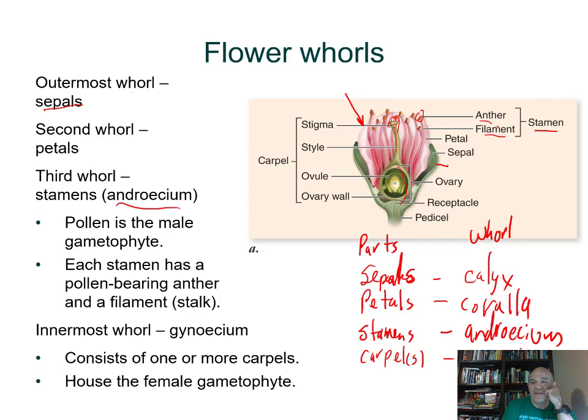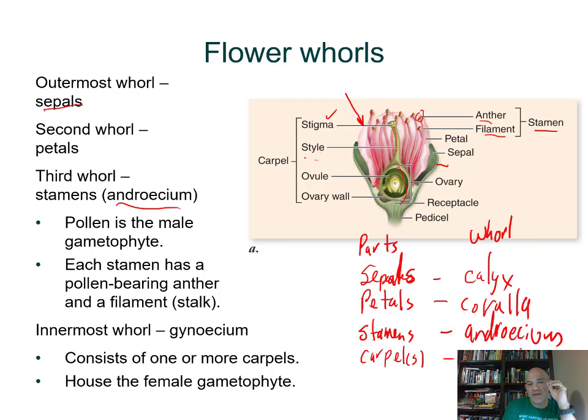Now, the carpel itself has three parts, just like the stamen. You had two parts: anther and filament. So the three parts of the carpel are the stigma at the top, and the stigma is going to be where pollen lands, and then the pollen tube will grow down in there to go deliver the sperm.